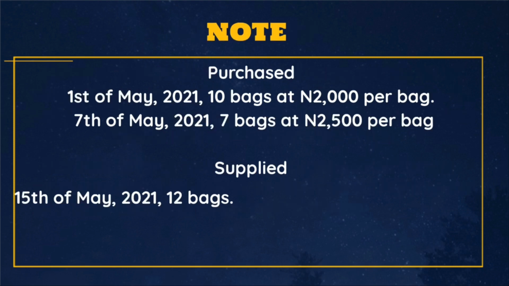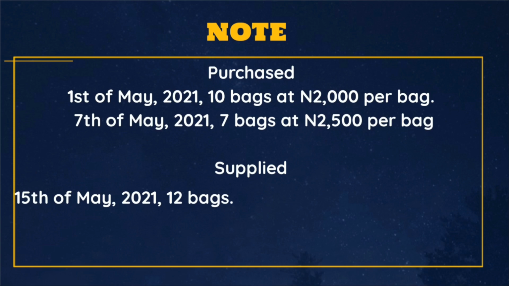So let's take note as usual. On the 1st of May, 10 bags at 2,000 naira. On the 7th of May, 7 bags at 2,500 naira. So he wants to supply 12 bags. Using the LIFO method, the last item that came into the store is the one that came in on the 7th of May.